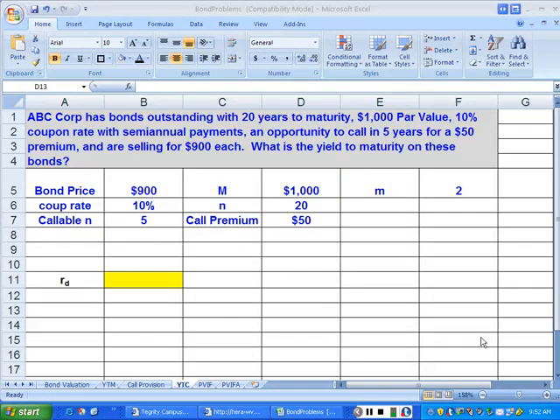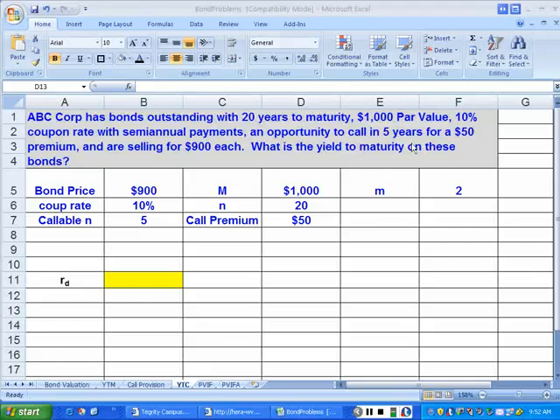One of the additional problems that we want to deal with is looking at the yield situation when we have a call provision, what would be referred to as yield to call, the YTC. Here, let's take a look again at ABC Corporation with bonds outstanding that have 20 years remaining to maturity, $1,000 par value, 10% coupon rate, and interest payments are paid in semi-annual payments.